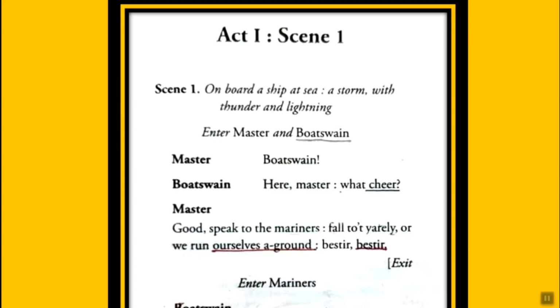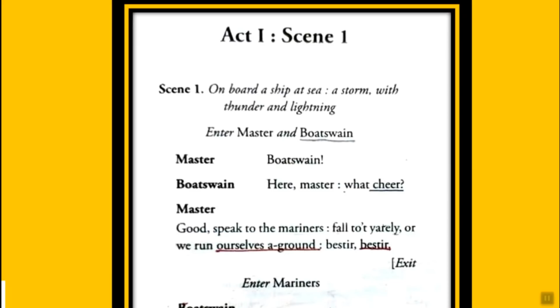Master, bosun. Here, master. What cheer? So master calls out bosun. Bosun says, here I am, here master. What cheer means what do you want, or what is your pleasure? What can I do for you?